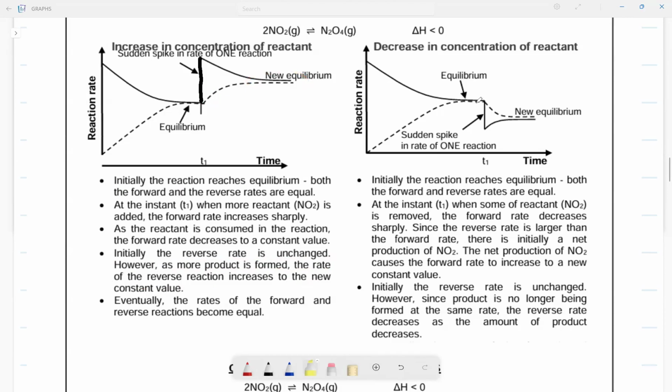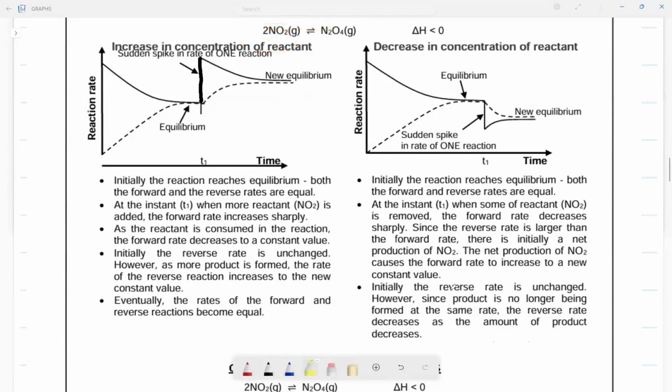Similarly, this is what happened. Initially, the reaction is at equilibrium. At instant T1, when some of the reactant, which is NO2 in this case, is removed, the forward rate decreases sharply. I do not like to call it a sudden spike. I like to call it a sudden drop. Since the reverse rate is larger than the forward rate, there is initially a net production of NO2.